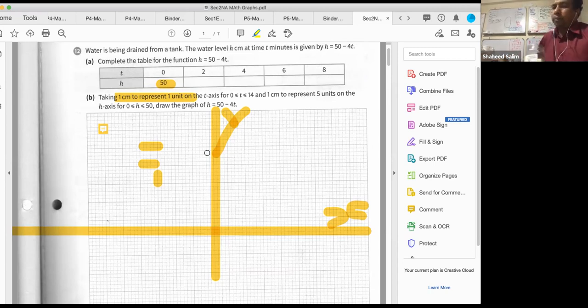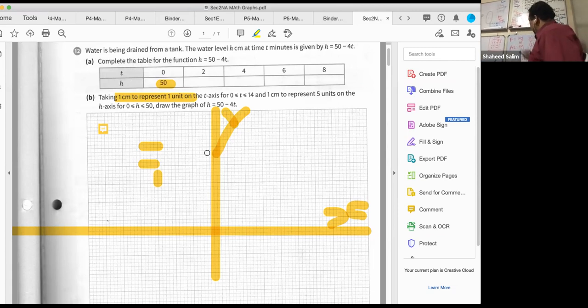If you are stuck, please ask. Shafi, are you stuck? Which part are you stuck? The whole thing. Okay, so I will go through with you on the board, but you draw on the paper. So down here now you have T. T they give you 0, 2, what else? 4, 6, 8. Then height you get 50, and then you minus 4 times 2, 42.